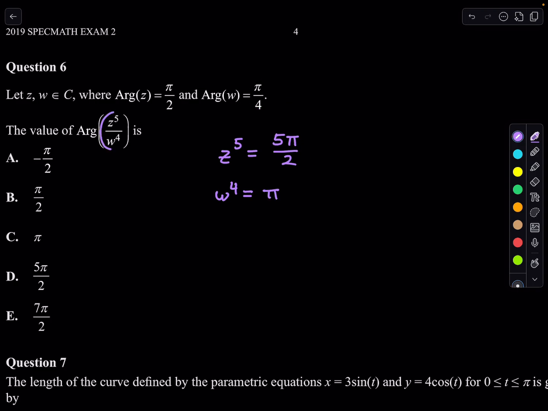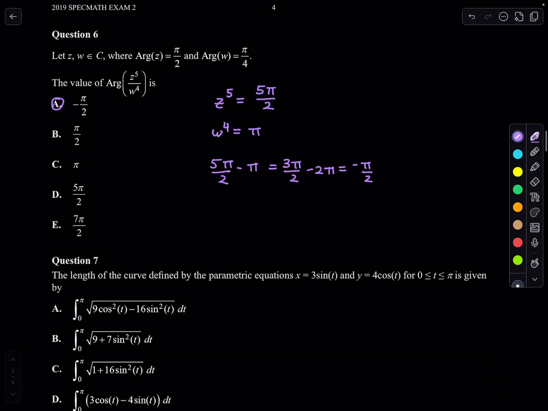And what happens to the angles when you divide two complex numbers? We know, of course, they subtract. So what's 5 pi on 2 minus pi? That is going to give the argument, which is 3 pi on 2. Now, there's a problem with 3 pi on 2. It's not within our principal argument, so we have to minus 2 pi from it. And if you minus 2 pi, you get negative pi on 2, which is A. Really, really nice question.